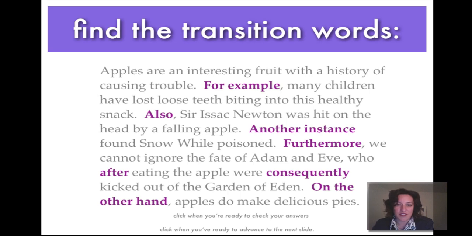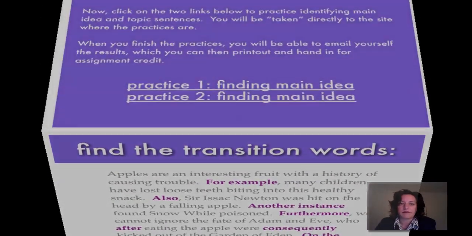Okay, did you find all of these? For example, also, another, instance, furthermore, after, consequently, on the other hand. All of those are transition words. And when you look at it, even if you've read nothing of the paragraph, you know you're getting an example, a continuation, another continuation, another continuation, a time sequence, a cause and effect, all these things, contrast, etc. These just jump out at you.